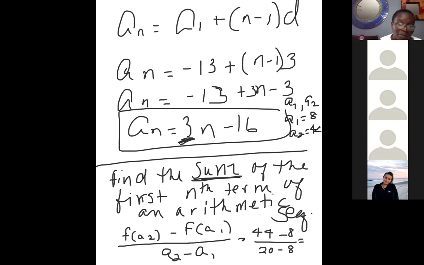Wait a minute, I think I'm doing the wrong thing. Wasn't the value of the 8th term 8? Yeah, it was. Okay, so anyways, 44 minus 8 is 36. 20 minus 8 is 12. So guys, look at what you end up with: 3. Yes, absolutely. That would have given you the slope right there.